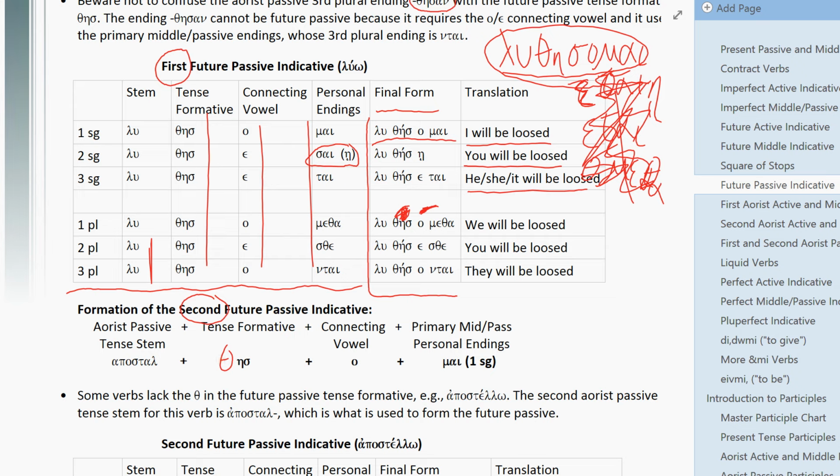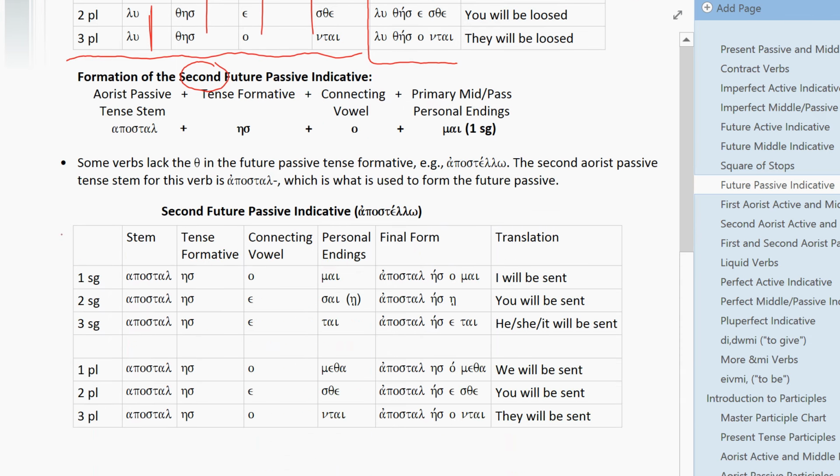The theta drops out. And that drops out because certain verbs have different stems, and those stems do not want a theta on the end of them. So one example is apostello, which is right here in the present active indicative. So the present tense stem would be apostell with two lambdas. But when you put it in the aorist passive, the stem you get is apostal, like that, with one lambda and an alpha instead of an epsilon.